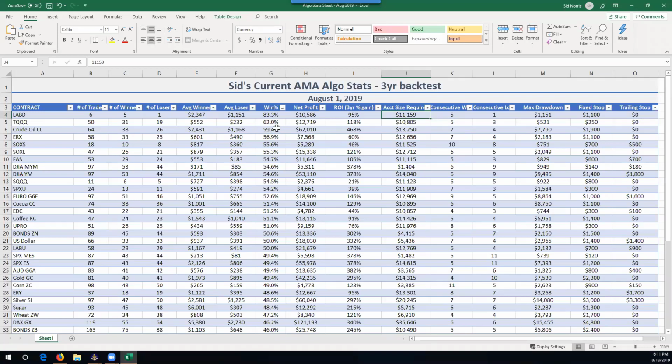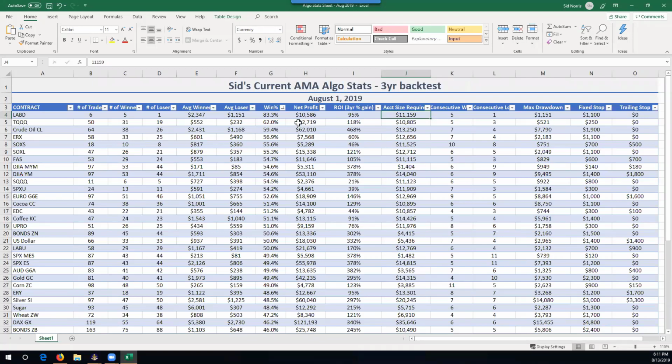Now you might say, well, what good is a 60% winning percentage? Well, it's worth a lot because the average winner is $2,431, and the average loser only $1,168, and this is the case virtually across the board on the way I've designed this algo. I've looked at a lot of different algos, and I wanted to come up with something that would produce some tremendous return on investment. In other words, really put up some big numbers of gains.